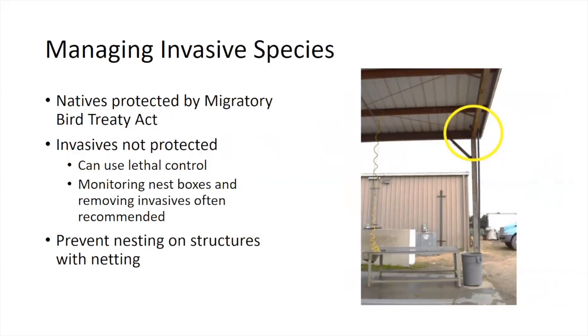So here is a photo of a food wash station that a starling was nesting in the circled cavity area. And of course, this isn't good because then they can defecate on the table where the food is being washed. So a good way to try to keep them out of there is to put up netting.